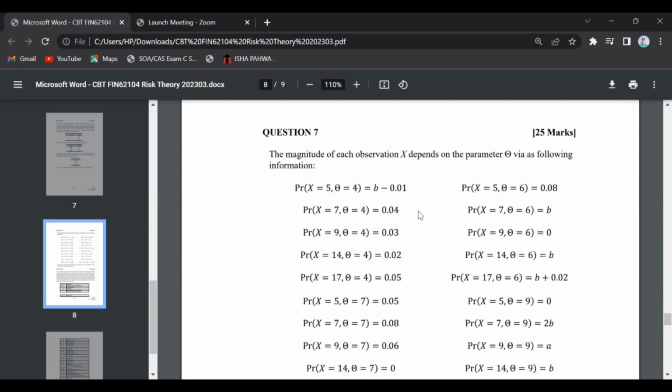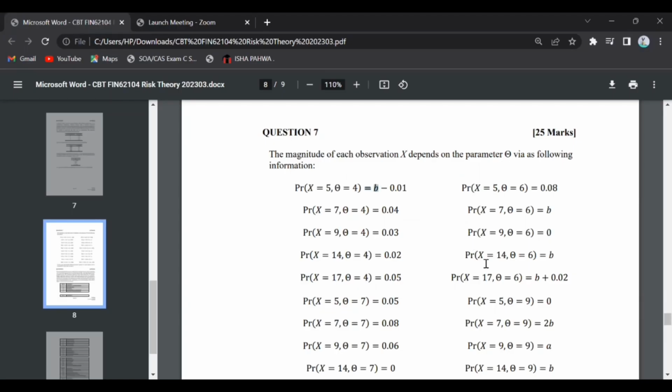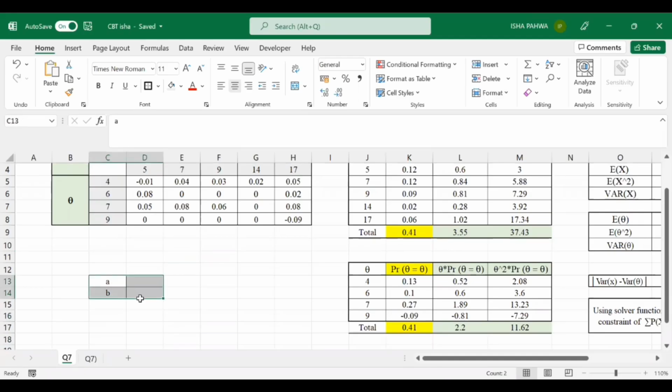The first thing for us to do is copy these values in a table in Excel in order to solve it. So here are the values that X can take, and here are the values that theta can take. We just need to copy the values from the question and write them here. But in our case, we don't have values for A and B here because that's what we need to find. So we can just assign these two boxes for A and B respectively in order to use them to solve the question.